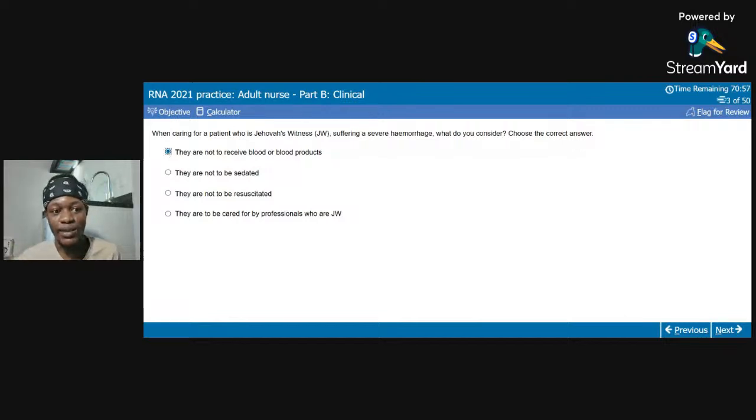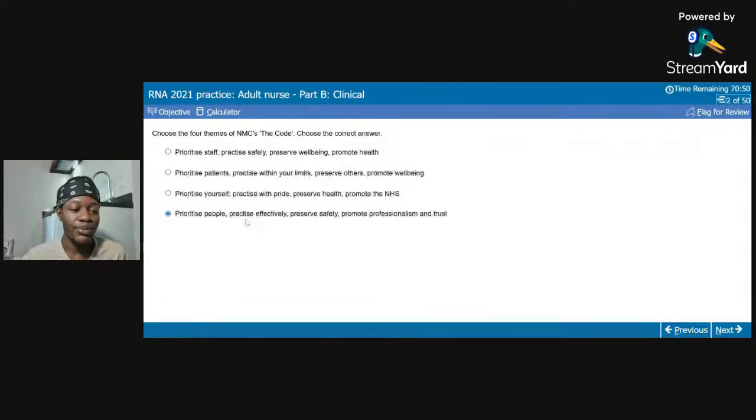You may be asking, why is this important? Because as a nurse, you need to respect your patients. Just like our previous question that says, prioritize people, prioritize their needs, prioritize what they want, prioritize their religion. It's not what you feel that should matter. It's what they feel. Although you have to let them know, okay, this is what is going to happen.